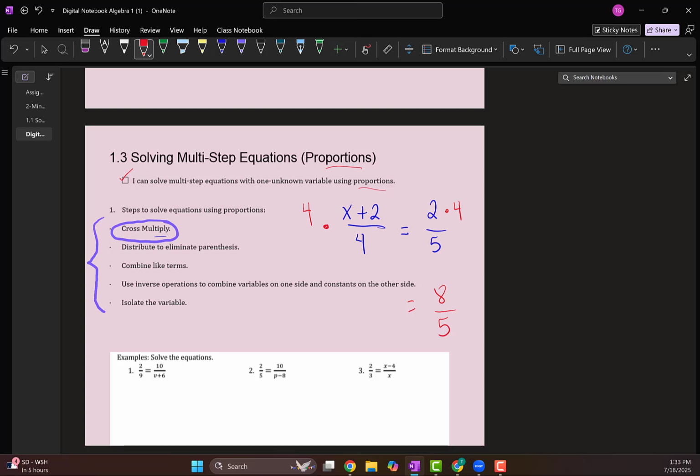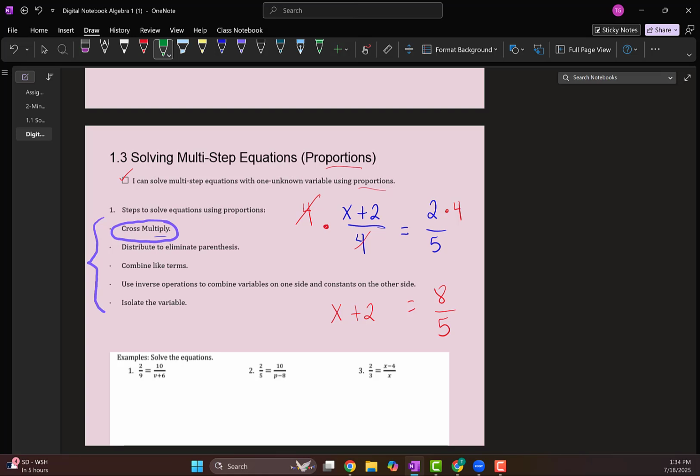The left-hand side, we could distribute that 4 to the x plus 2, but ultimately, really what's going to happen is this 4 and this 4 are going to divide out. And 4 divided by 4 is just 1. So we're left with 1 multiplied by x plus 2, but of course we know we don't need to write that 1. And then the last step is, okay, we've still got a fraction, but it's on the right-hand side.